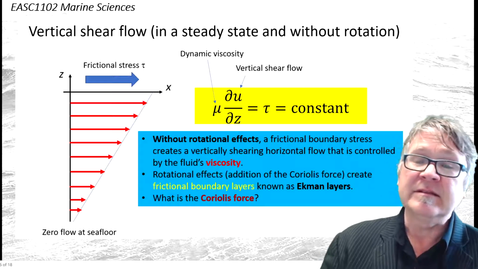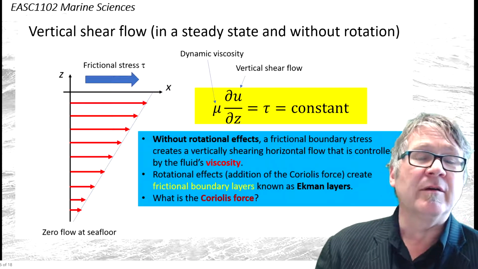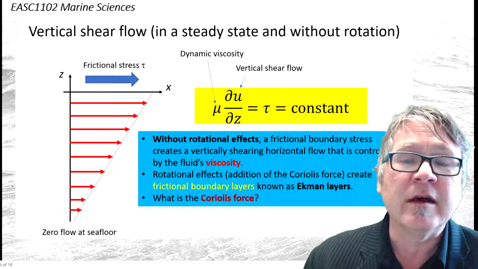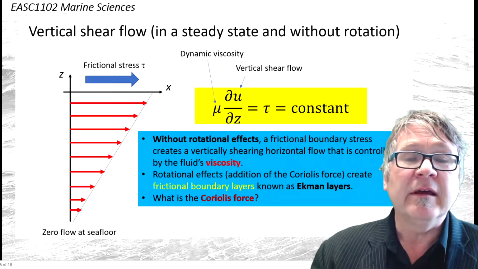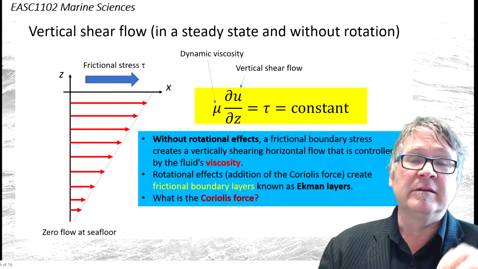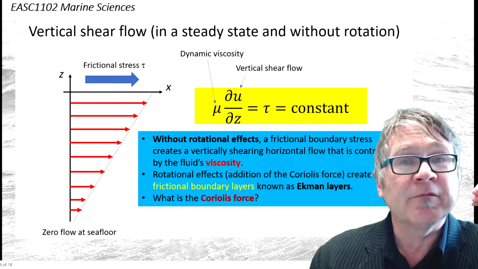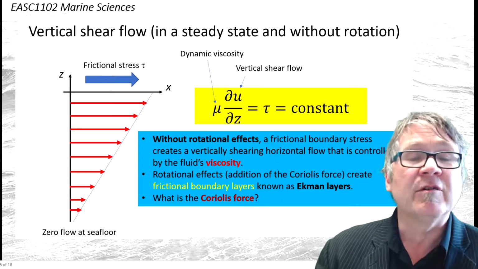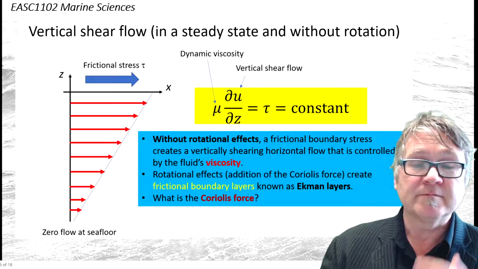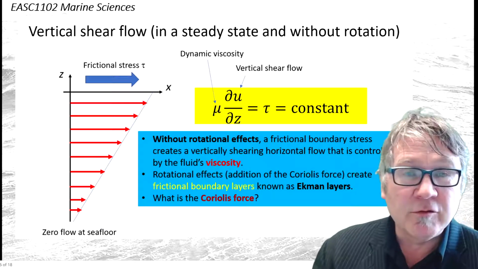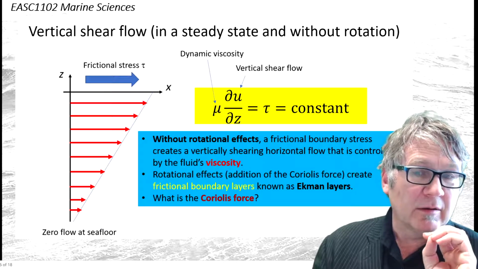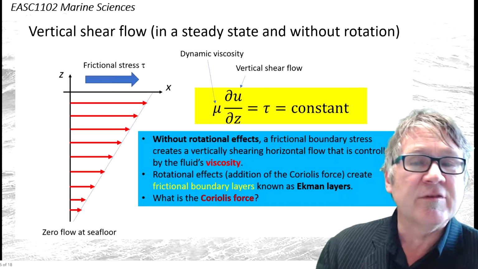The shear that you get, or essentially the surface speed of the current, is determined by the frictional stress, so how strong the wind is, and the dynamic viscosity plays a role with it. In rotating fluids like the oceans, the Coriolis force influences the structure of these flows.